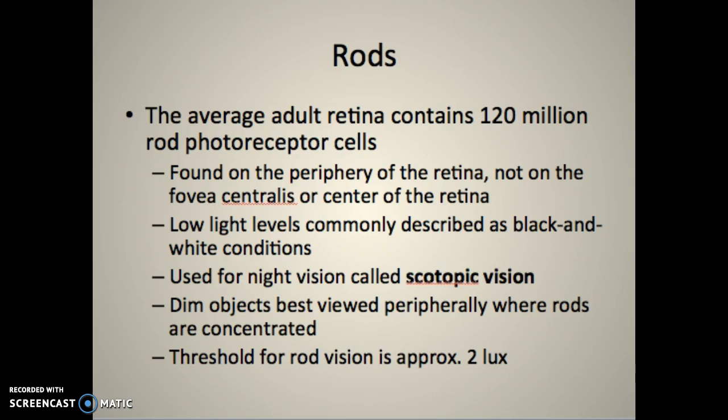Low light levels, commonly described as black and white conditions. So it's scotopic vision. Dim objects are best viewed peripherally where the rods are concentrated. The threshold for rod vision is approximately 2 lux.